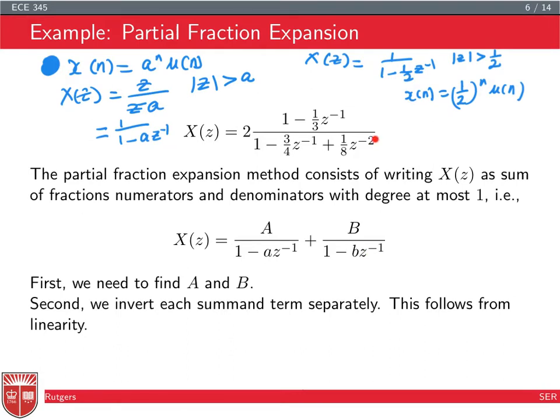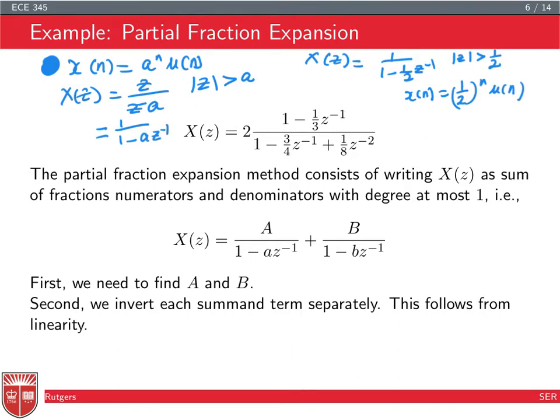And here, since the degree in z minus 1 is 2, I need 2 terms in the sum, in which the denominator in each term has degree 1 in z minus 1. So I'm going to try to divide it into these terms, into this sum. And you can see that if you try to find the common denominator of this sum, it's going to give you a denominator with degree 2 in z minus 1, which is exactly what we have here, and possibly degree 1 in the numerator, which is what we have here.